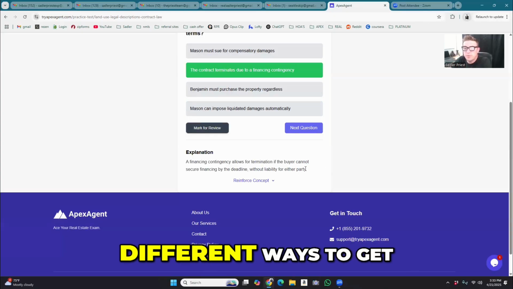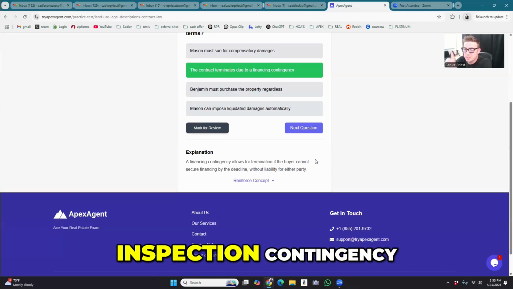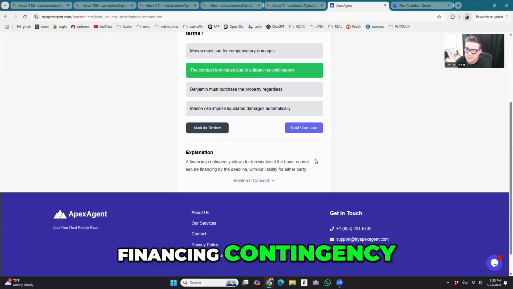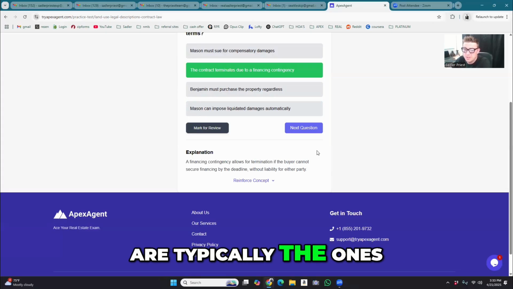So there are 3 different ways to get out of the contract. Inspection contingency, financing contingency, and the appraisal contingency are typically the ones you can get out of.